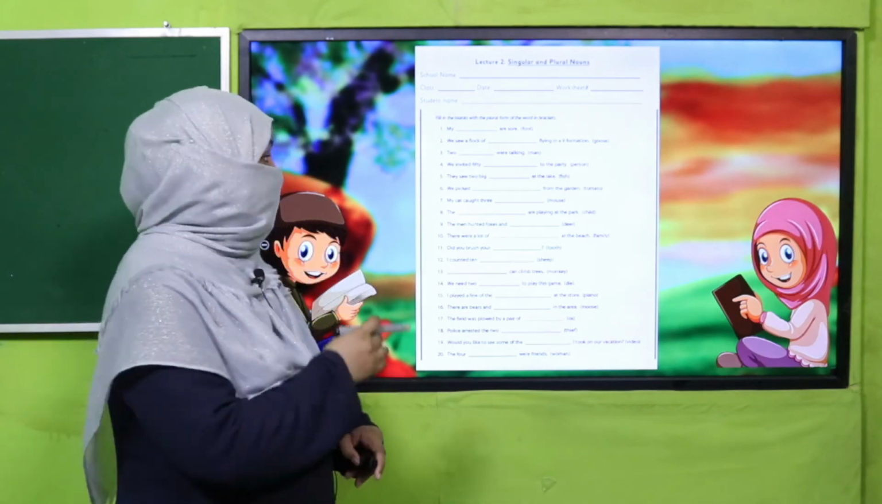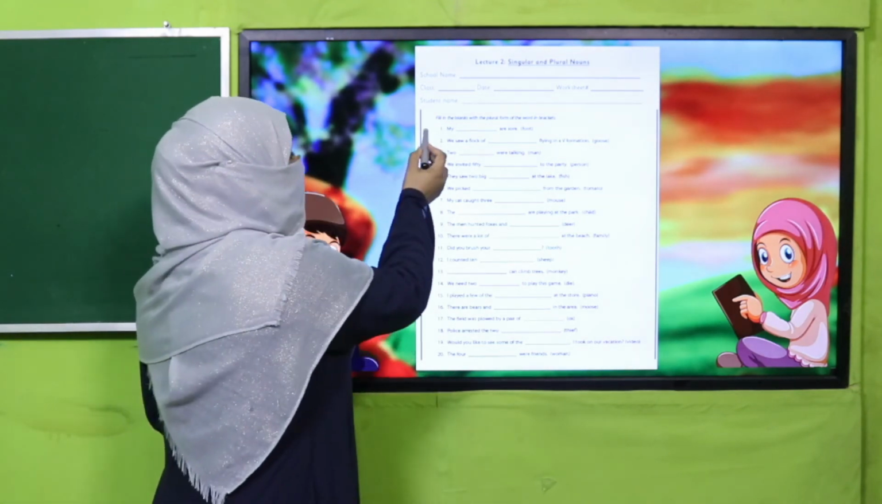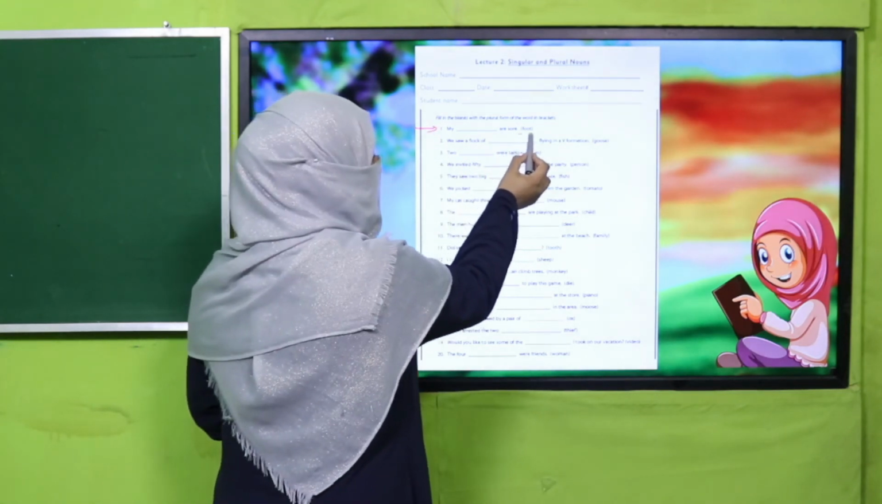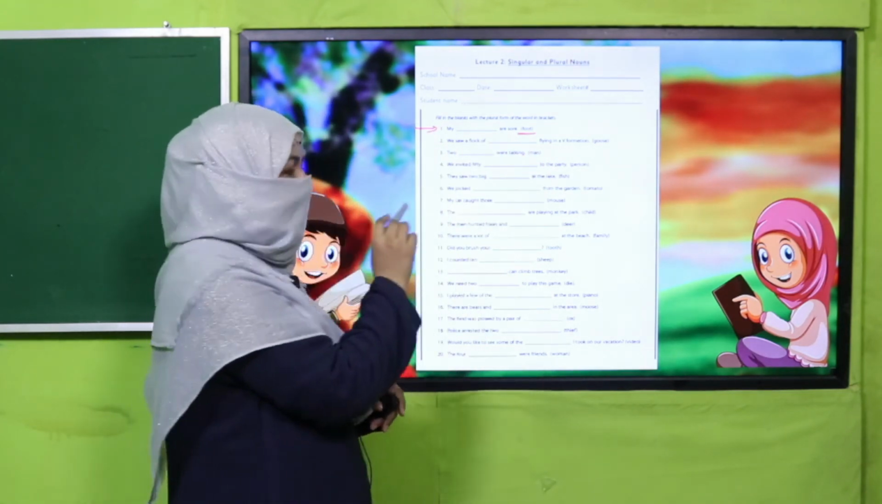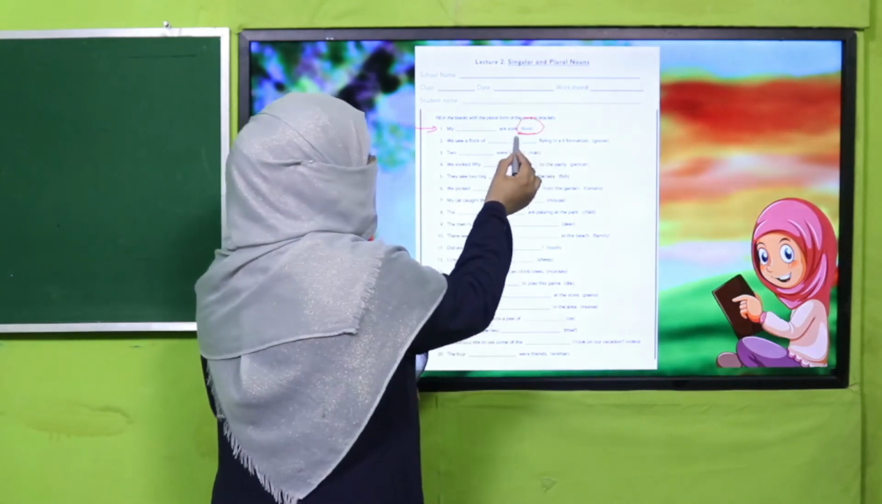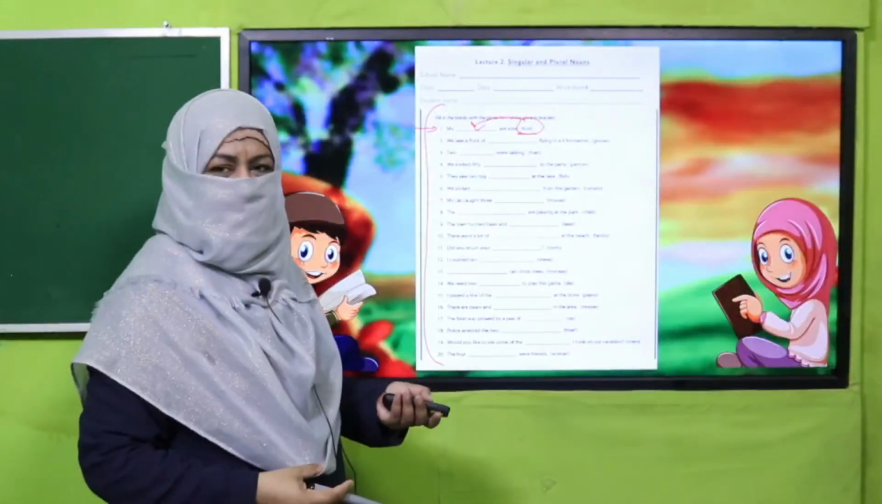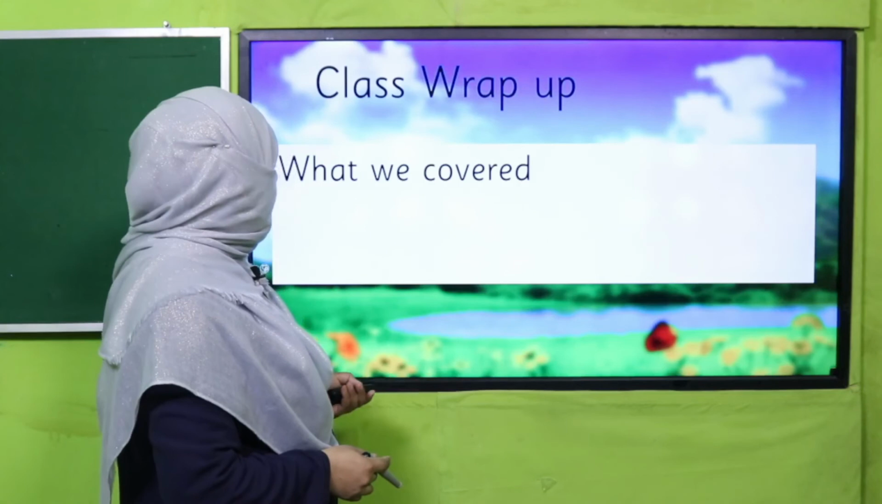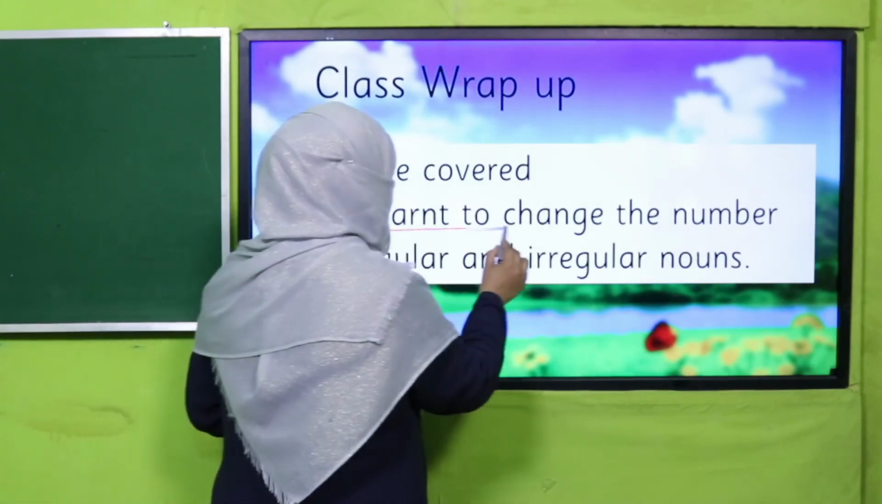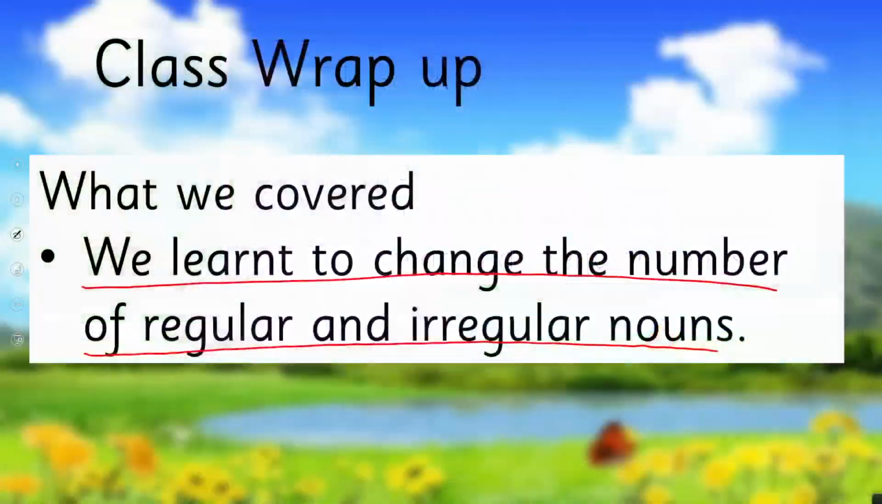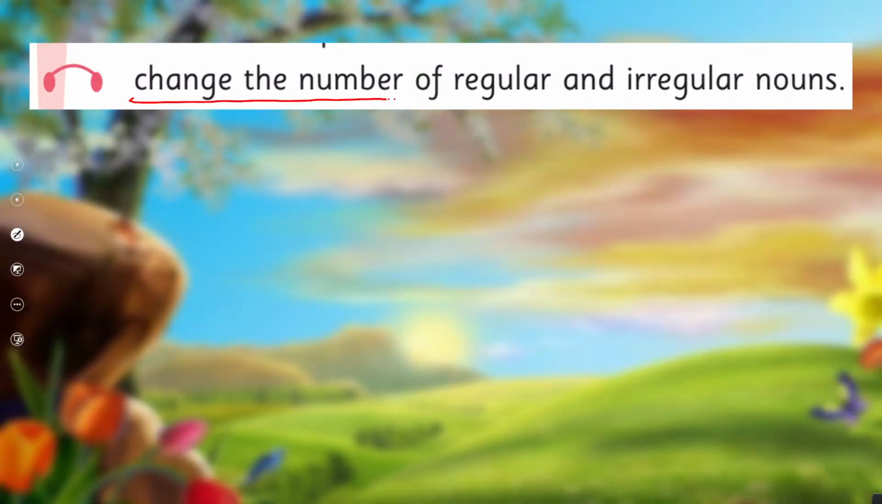And my dear students, what you are going to do, you have to complete this sentence by using the plural noun for the noun which is given in parentheses. Okay, so this is a singular noun. You'll have to convert it into plural, write the plural over here and complete this worksheet like that. Okay, so in this way, what we have learned today, we learned to change the number of regular and irregular nouns and we achieved our SLO, change the number of regular and irregular nouns.